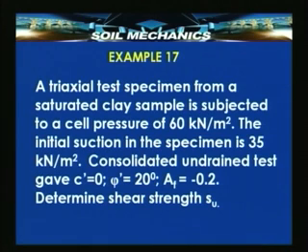And the initial suction pressure in the specimen is 35 kilonewton per meter square before it is saturated, and then after saturation and conducting the triaxial test, particularly a consolidated undrained test in this case, C dash is found to be 0, phi dash is found to be 20 degrees, and the parameter AF at failure is found to be minus 0.2. What is of interest here is what was the suction pressure that was originally present in the soil before it was saturated and tested in the consolidated undrained test. It is very easy to compute this.